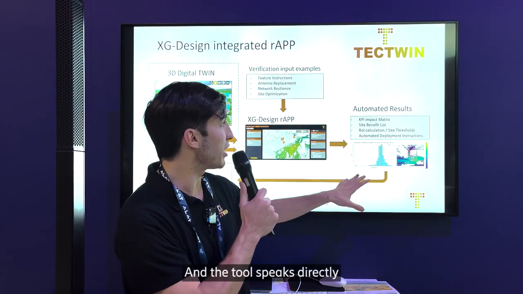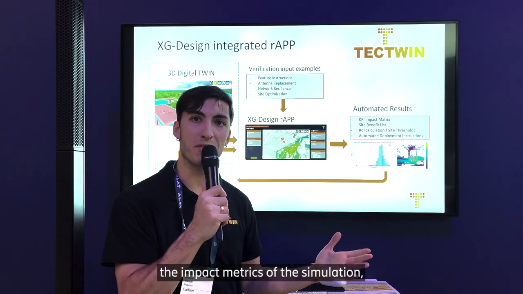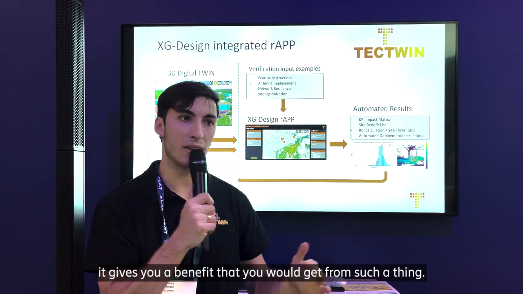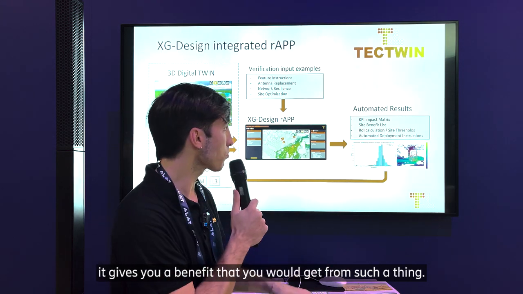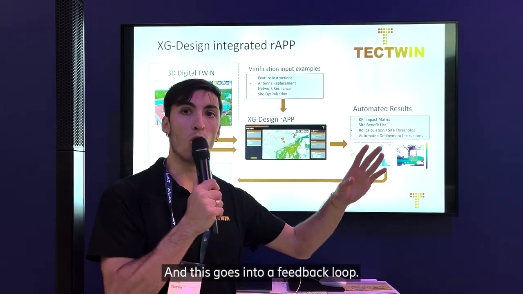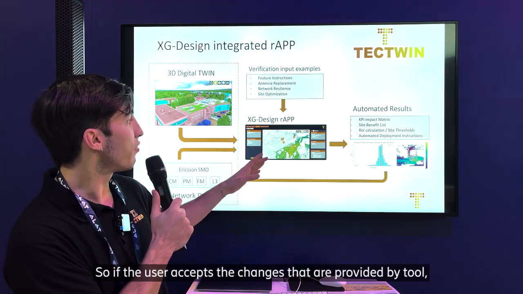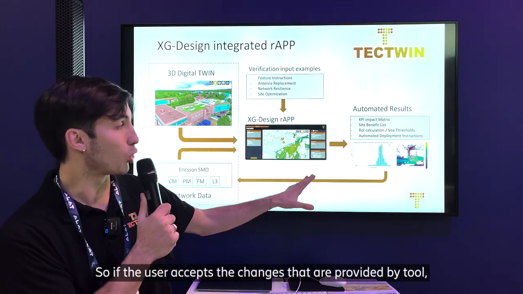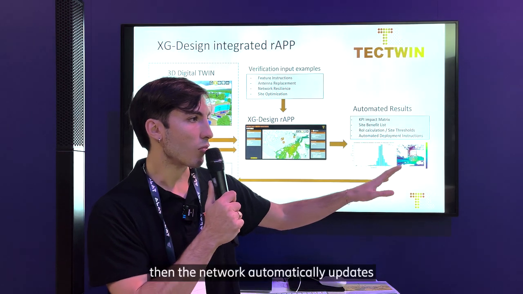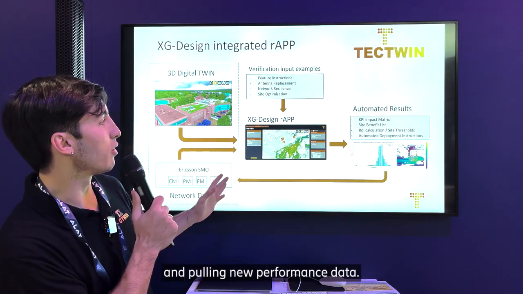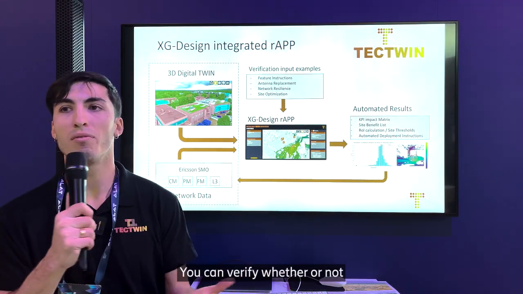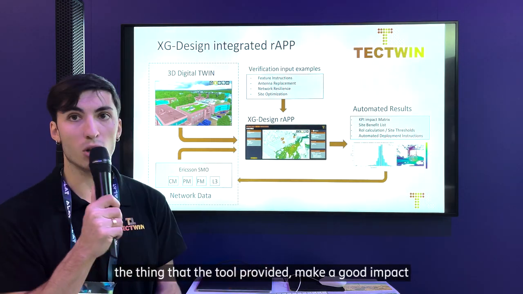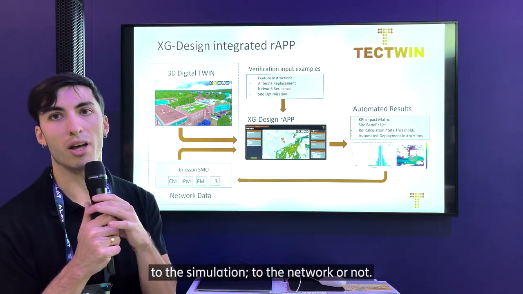And the tool directly gives the impact metrics of the simulation. It gives you the benefit that you would get from such a change. And this goes into a feedback loop. If the user accepts the changes provided by the tool, then the network automatically updates, and by pulling new performance data, you can verify whether or not what the tool provided made a good impact on the simulation, on the network, or not.